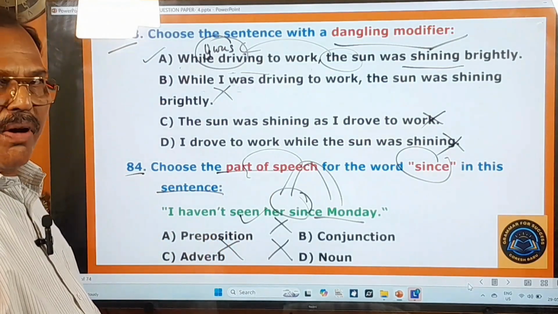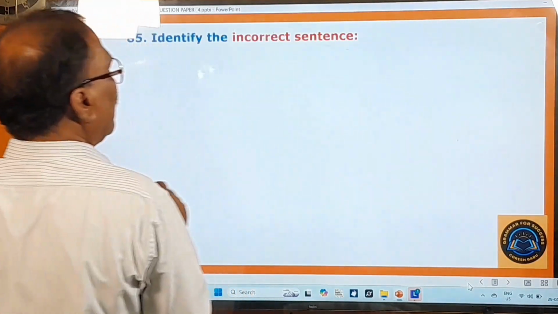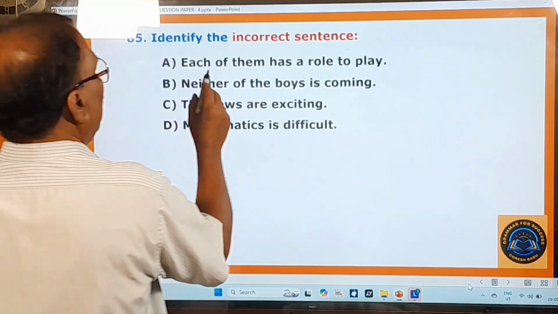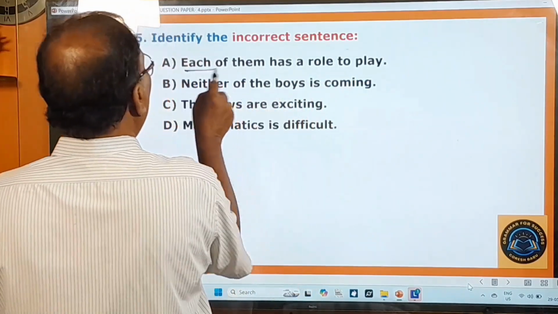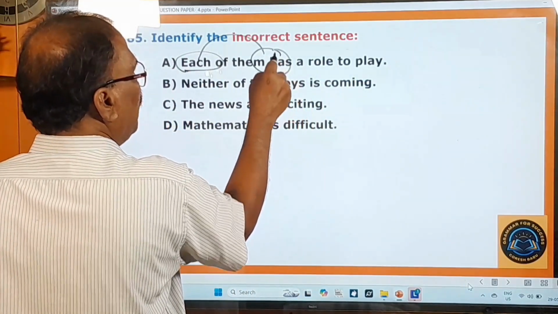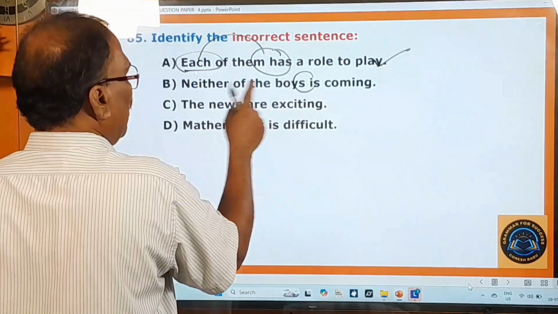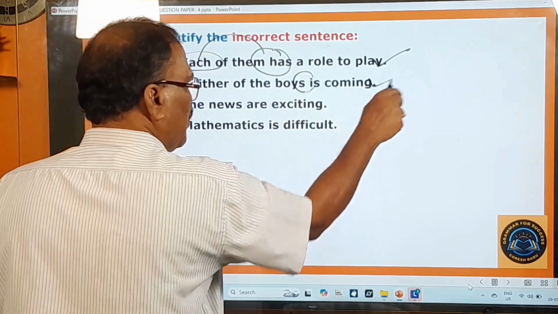Okay, and now you move on to other questions. 85th question. Identify the incorrect sentence. What is the incorrect sentence? Here you pay attention. Each of them has a role to play. So this is correct. Each of is always followed by a singular helping verb. Therefore, this is correct. Neither of the boys is. So after neither of, a singular helping verb must be there. So there is a singular helping verb. Therefore, this is also correct.